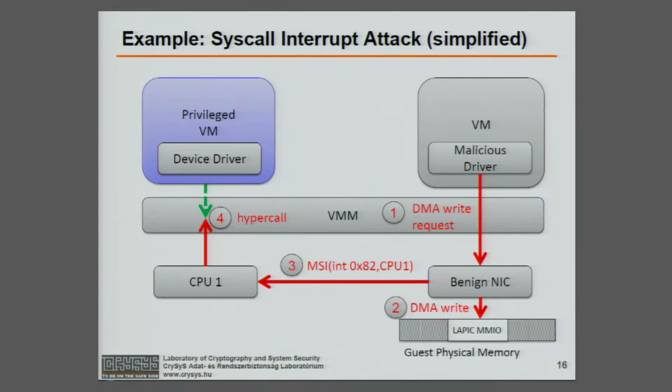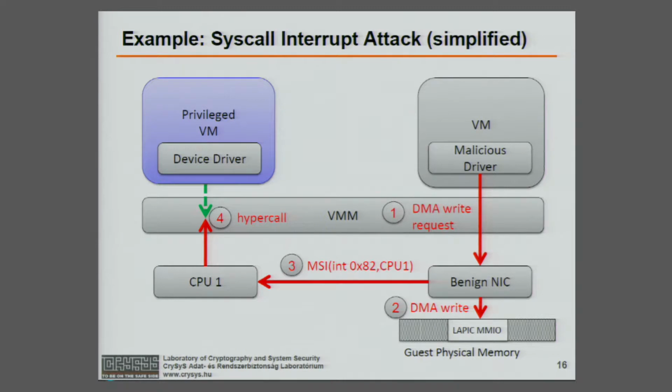You have a VM and a malicious driver, and they do a DMA write request towards the network interface card. They write into the local APIC, and as a result of the write operation, you initiate an MSI, a message signaled interrupt, towards the CPU. As there is a compatibility format interrupt present, you can specify the interrupt number.